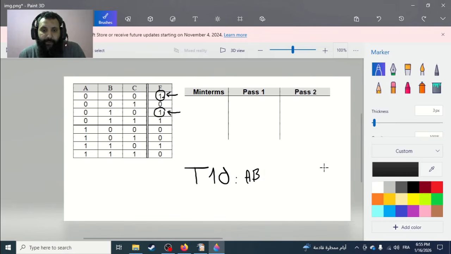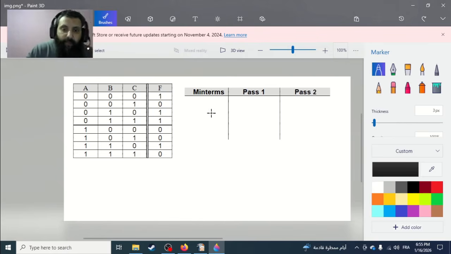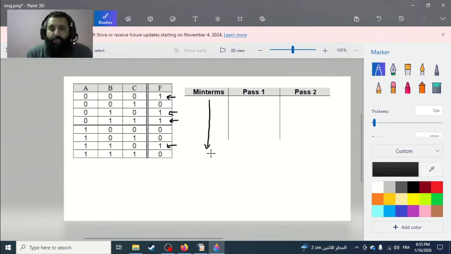Okay, let's start with the first column. The first column is this one. We have to list all the min terms. How many min terms do we have? We have 1, 2, 3, and 4. We have only 4 min terms. We have a condition here. We have to group the min terms by the number of ones inside.